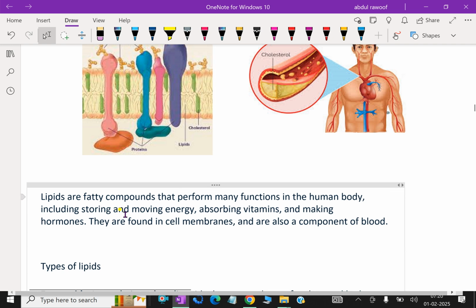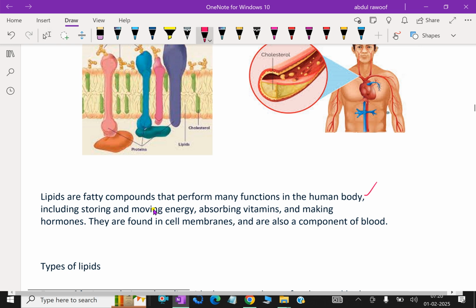Lipids are fatty compounds that perform many functions in the human body, including storing and moving energy, absorbing vitamins, and making hormones. They are found in cell membranes and are also a component of blood.